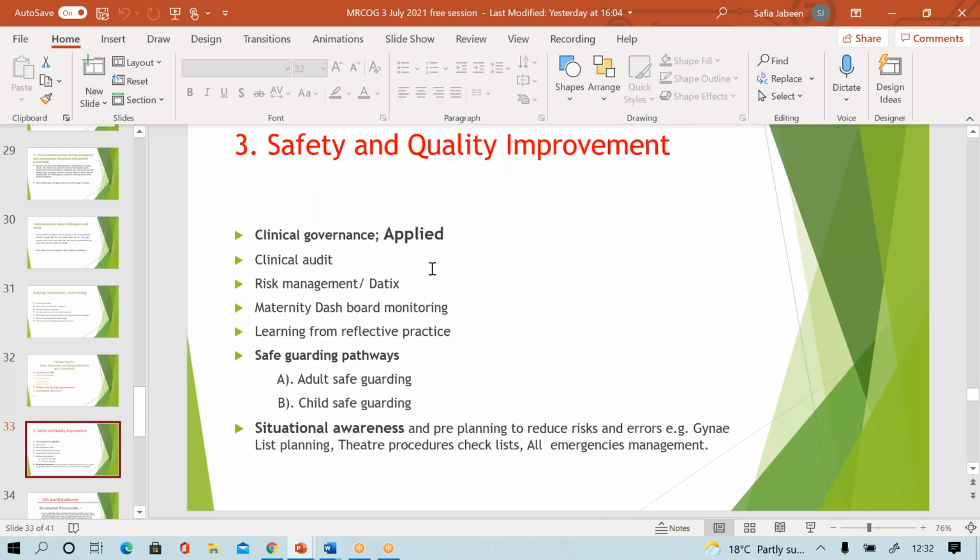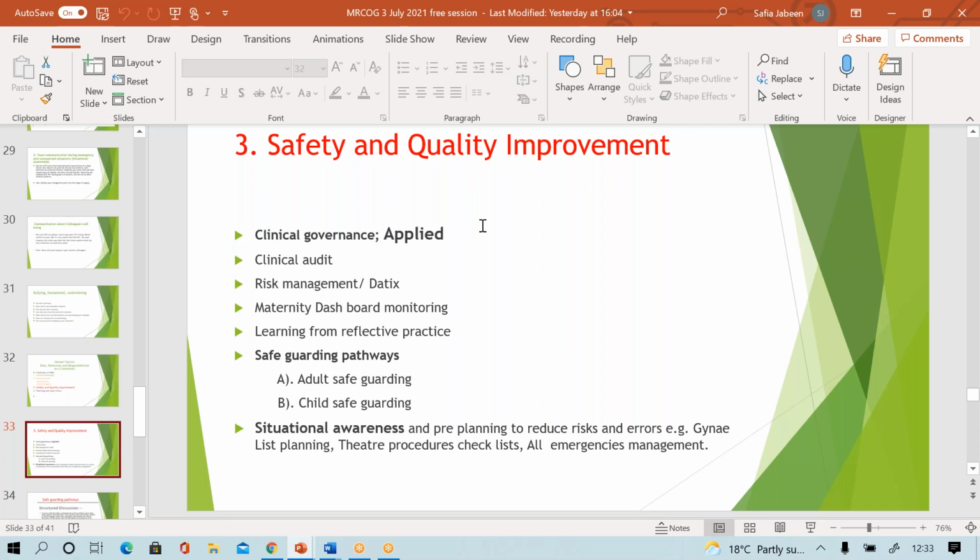So in safety and quality improvement, there are two main things here. One is clinical governance when it's applied. Clinical governance is how we ensure that we are, as a team or as a trust or as a specialty, providing high quality and safe care. And for this, we have different tools. We do clinical audits on practices to see whether we are meeting the national standards which have been described. And if we feel we are not, then we make those changes and try to improve.